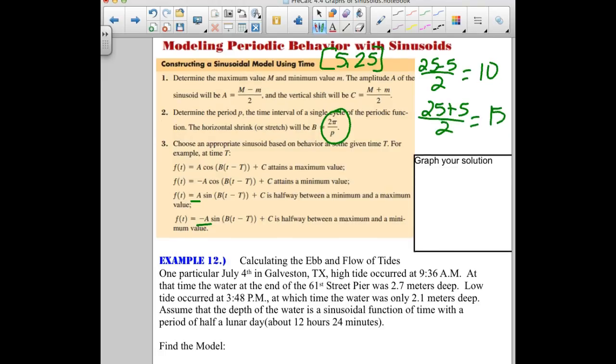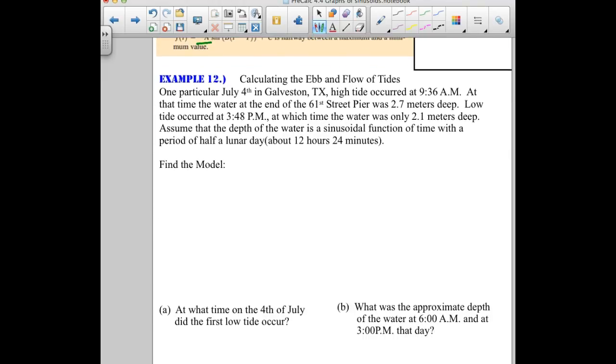All right, our last example. It says, one particular July 4th in Galveston, Texas, high tide occurred at 9:36 a.m. At that time, the water at the end of the 61st Street Pier was 2.7 meters deep. Low tide occurred at 3:48 p.m., at which time the water was only 2.1 meters deep. Assume that the depth of the water is a sinusoidal function of time with a period of half a lunar day, which is 12 hours, 24 minutes.